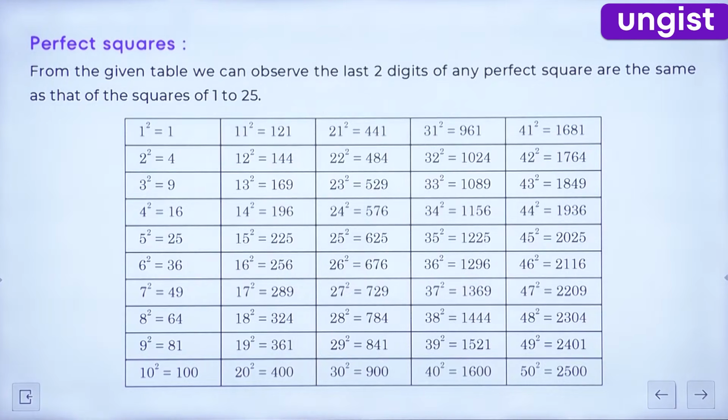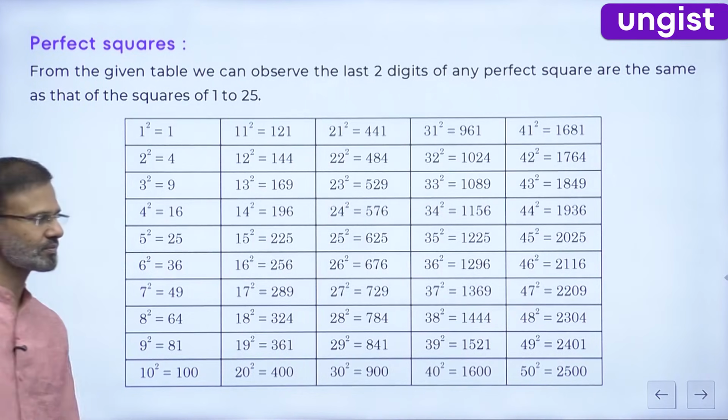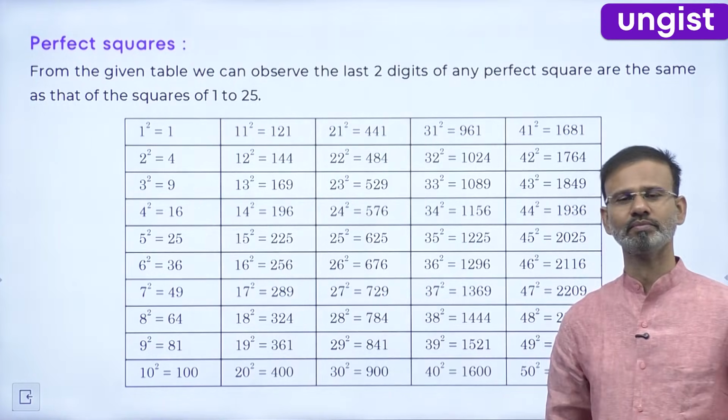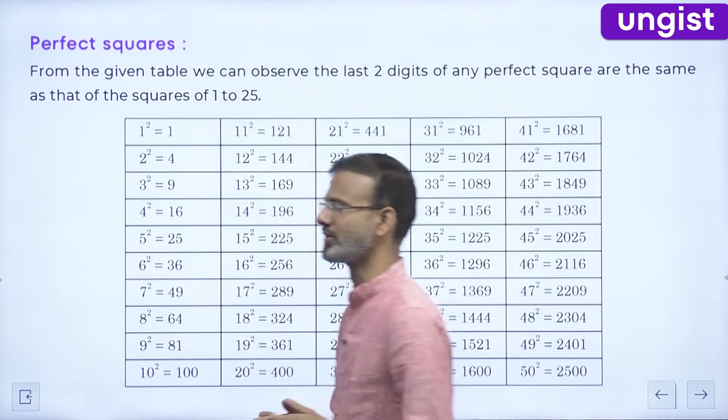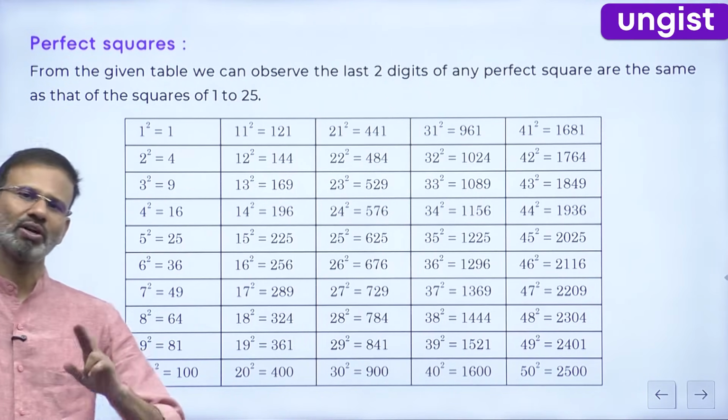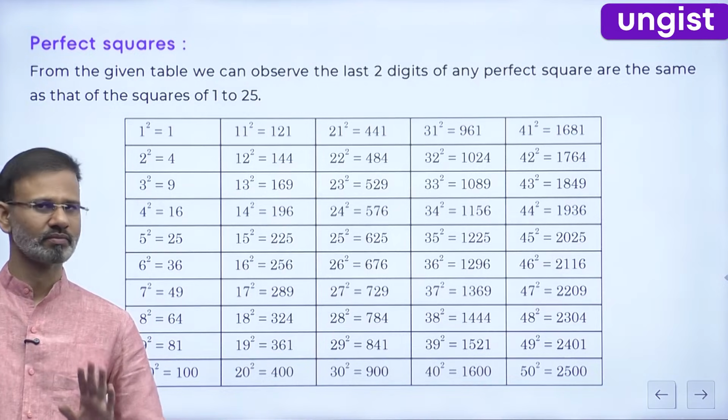Now everyone just look at the table. Okay? And just look at what is written over here. Just read it. What is written? Yes, all of you. Just read what is written over here. The last 2 digits of the square of any number are the same as the last 2 digits of the squares of 1 to 25. Correct, everyone?